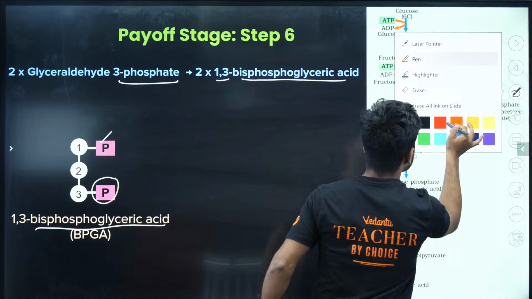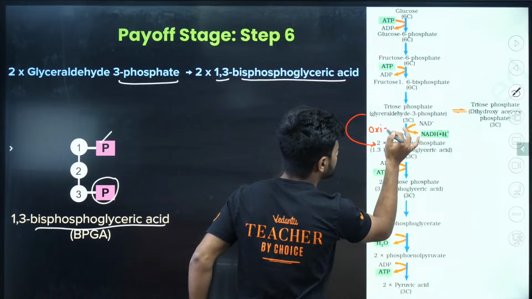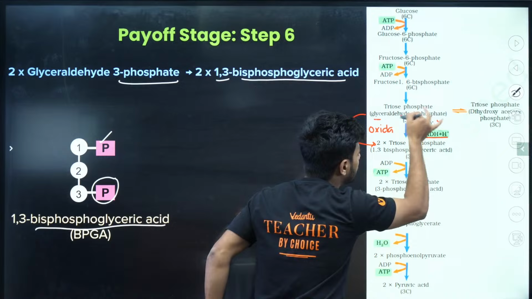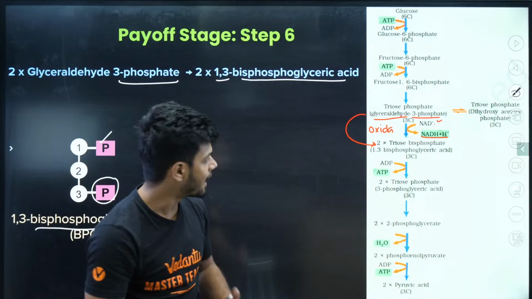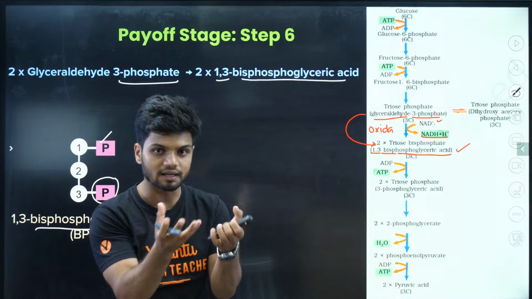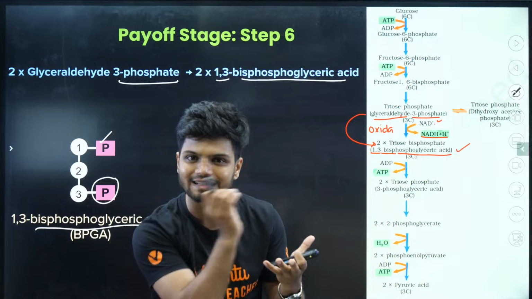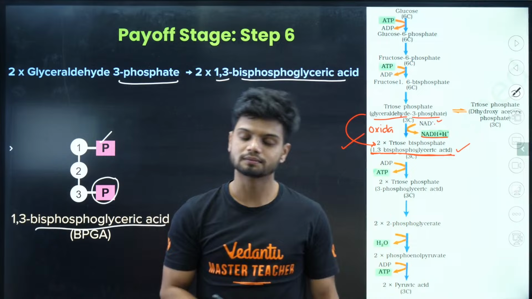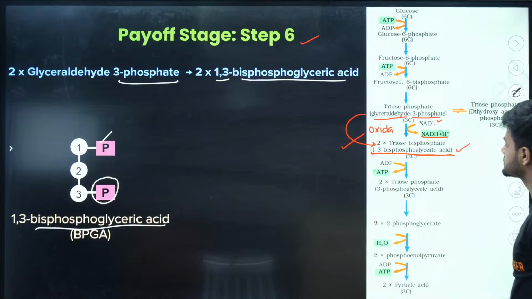In this step to this step, what happens? Oxidation happens. Yes, oxidation is happening. So, your NAD plus is getting reduced to NADH plus H plus. This glyceraldehyde 3-phosphate is getting oxidized and converted to 1,3-bisphosphoglyceric acid. Why 1,3? Because whenever there is energy release, because of the energy, one inorganic phosphate is taken and attached to the first carbon. That's why we have 1,3-bisphosphoglyceric acid. This step is done and dusted. That is your sixth step. Clear, everyone? Is everyone clear with that concept?